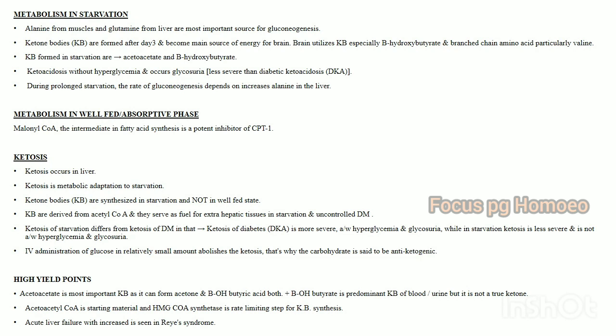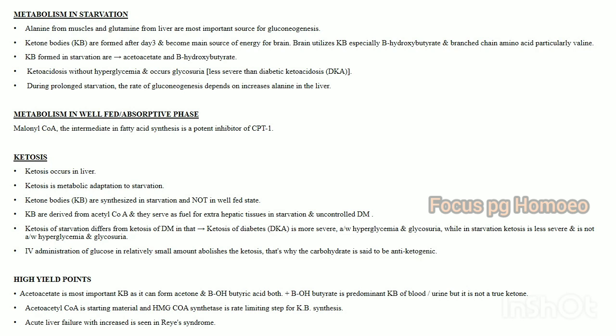Next, metabolism in starvation. Alanine from the muscles and glutamine from the liver are the most important source for gluconeogenesis. Ketone bodies are formed after day 3, and ketone bodies are the main source of energy for brain in case of starvation. Then ketone bodies are found in starvation as acetoacetate and beta hydroxybutyrate. Ketoacidosis without hyperglycemia and glycosuria. It is less severe than diabetic ketoacidosis.